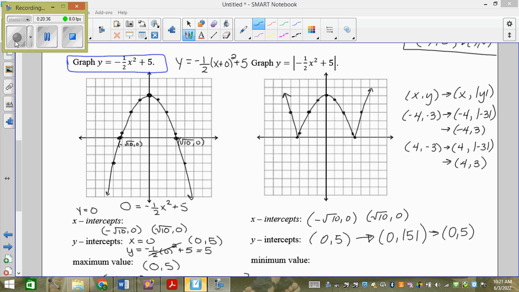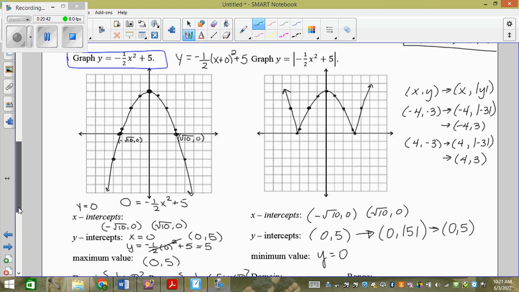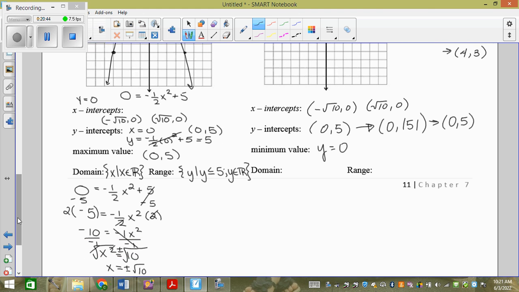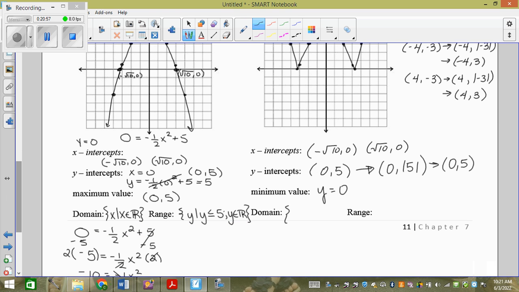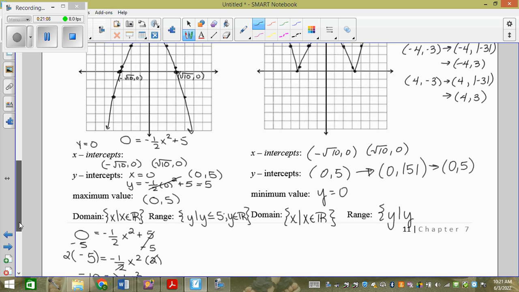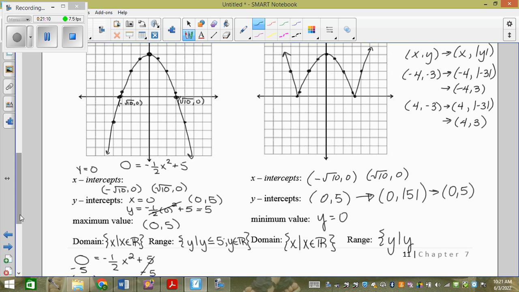My minimum value is y equals 0. It's the lowest my y goes to. My domain, even though there's a bump and arms going out, keeps going forever, right? So every x value exists in this graph because it keeps going forever. It's just all above now. So the domain is x such that x is an element of the reals. What's my range going to be? y such that y is, when you look at that graph, where are your y values? Greater than or equal to 0.